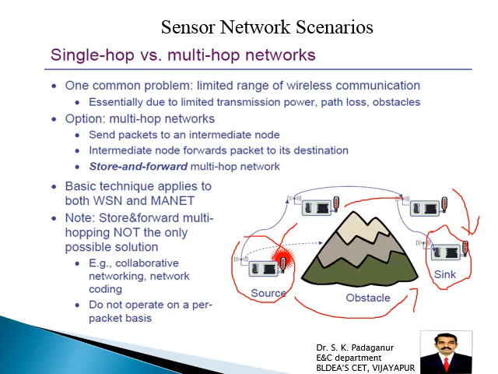Send packets to an intermediate node. The intermediate node forwards the packet to its destination, the sink. So this is called store and forward. The intermediate nodes just do the store and forward. Okay, so these are single hop and multiple hop networks. If the communication area is very long, then source and sink communication within a single hop is not possible. It uses intermediate nodes to make multiple hop communication.